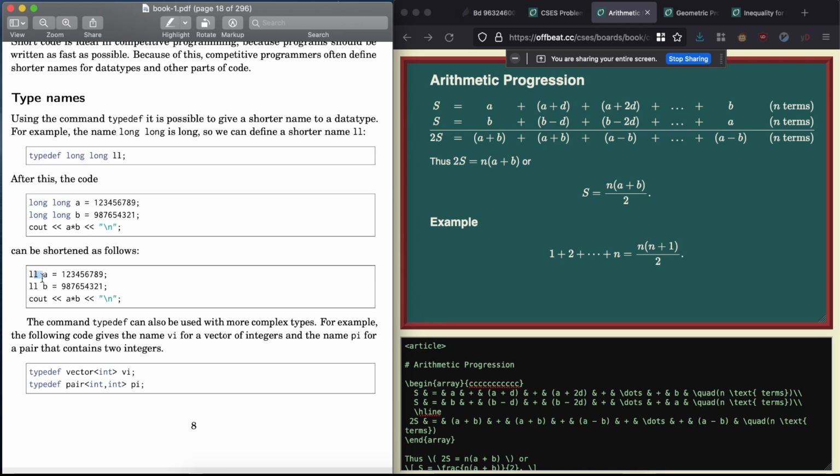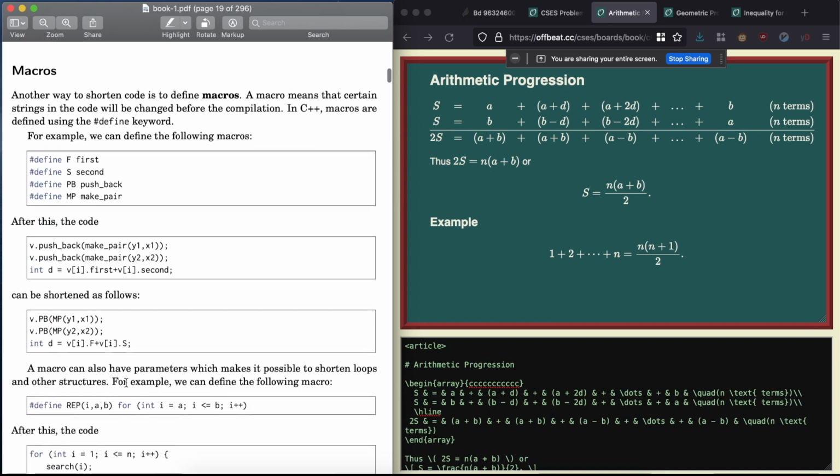We can simply write LLA, LLB because of this typedef here, where we have created an abbreviation for this type. The command typedef can also be used with more complex types. For example, the following code gives the name vi for vector of integers. So vector of integers has been typedef'd to vi, so we can use vi whenever we mean this. And similarly, pi for a pair that contains two integers, like this. I'll quickly go through this section.